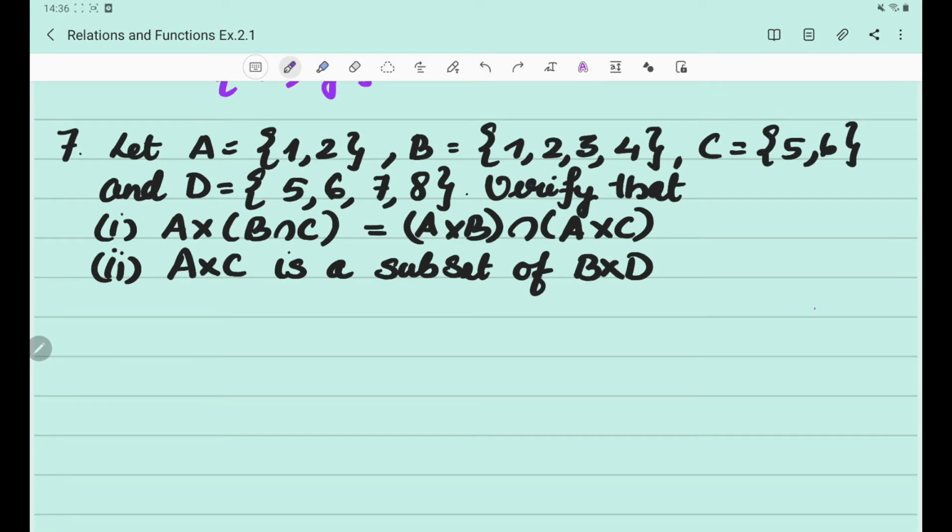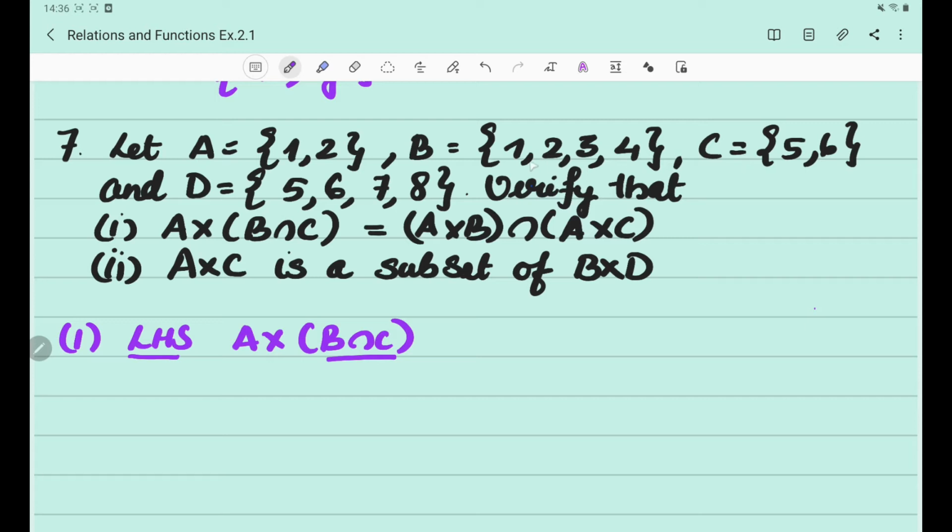Let A is equal to {1, 2}, B is equal to {1, 2, 3, 4}, C is equal to {5, 6}, and D is equal to {5, 6, 7, 8}. Verify that: we have two sub-problems in it. The first problem is that we have to prove that A cross (B intersection C) is the same as (A cross B) intersection (A cross C). To do the first problem, I'm going to start with the LHS. What is the LHS given by? A cross (B intersection C), right? It would be easy if you first find B intersection C and then find the Cartesian product.